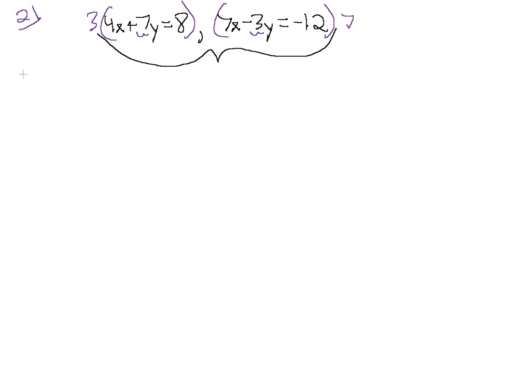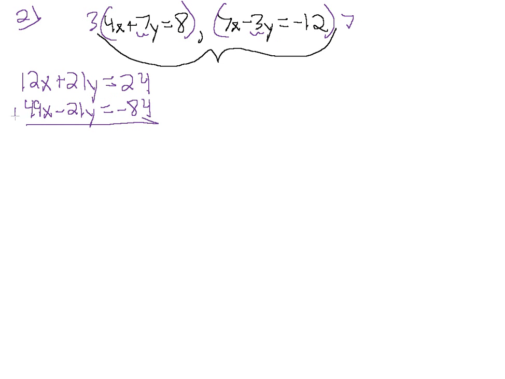We have 3 times 4x is 12x. 3 times 7y is plus 21y. And 3 times 8 is 24. Let's go ahead and write this product underneath here. So we have 7x times 7 is 49x. Minus 3y times 7 is minus 21y. And minus 12 times 7 is minus 84.